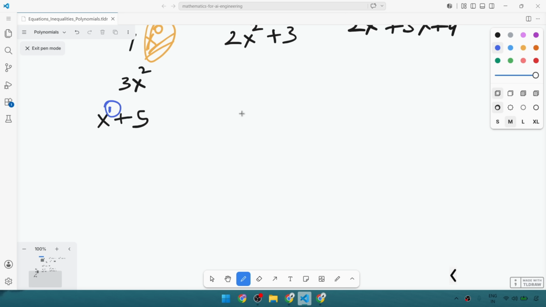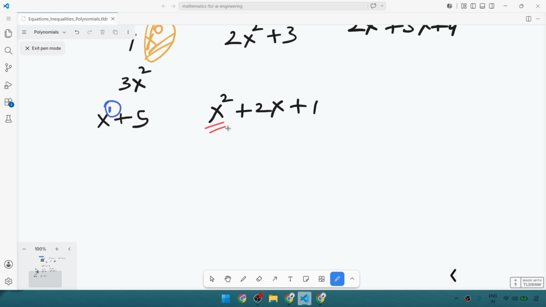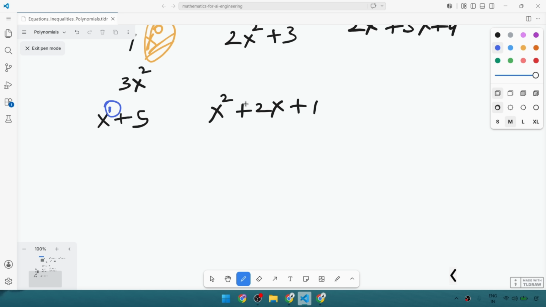Similarly, let's see one more example. Let's say we have this polynomial which is x square plus 2x plus 1. It is a trinomial, right? So which variable are we having? We are having variable x. And what is the power of x? It is having power of 1 here and power of 2 here. Which is the highest power? This 2 is the highest power. So we can simply say that the degree of this particular polynomial is 2.